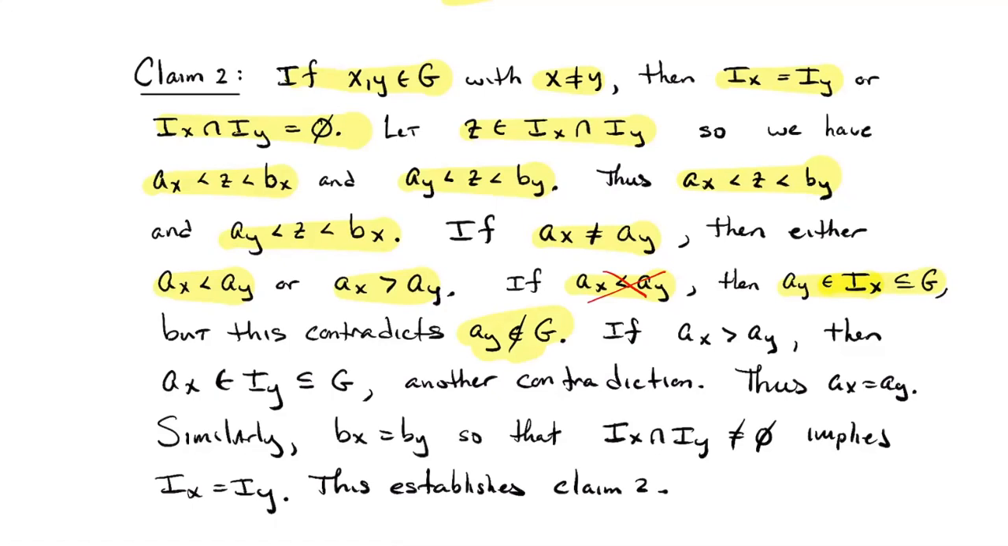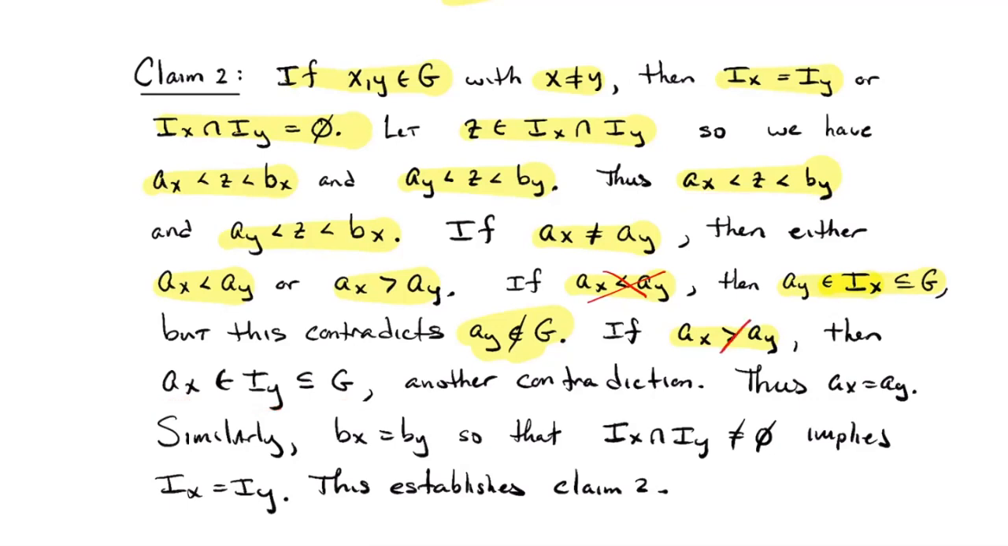So what about the other way? What if a sub x is bigger than a sub y? Well then a sub x is bigger than the left endpoint of I sub y somewhere. I just have to search for it. I want to find a sub x is less than b sub y. Where is it? Aha, it's here. A sub x is less than z is less than b sub y. So that would put a sub x in the interval I sub y, which is in G. That's another contradiction.